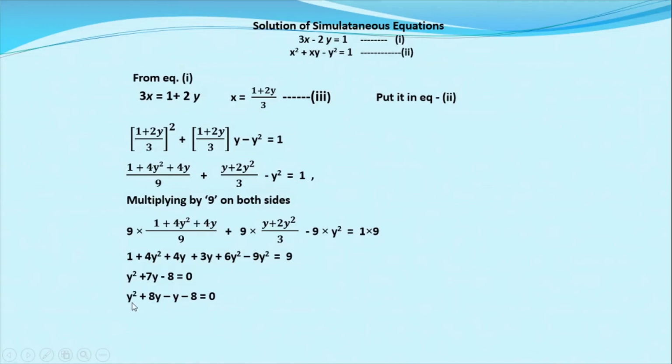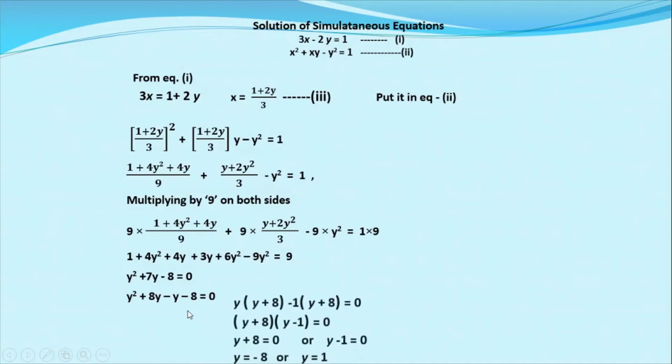We will take a common factor from the first two terms and then from the last two terms. From the first two terms, the common factor is y, so inside the bracket will be y plus 8. From the last two terms, minus 1 is common, so within the bracket that will be y plus 8. If we take minus as common, this becomes plus, and 8 will again be plus.